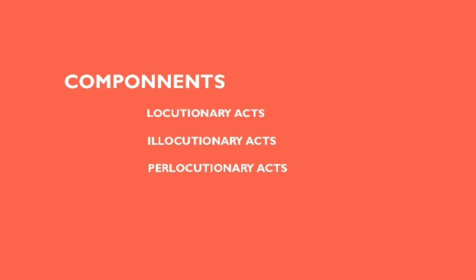There are three components of utterance of speech acts. First is locutionary acts, which is making a meaningful statement, saying something that a hearer understands. So for example, like, the black cat is stupid.